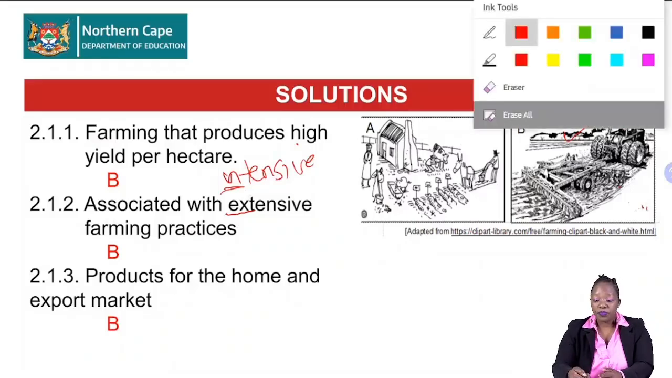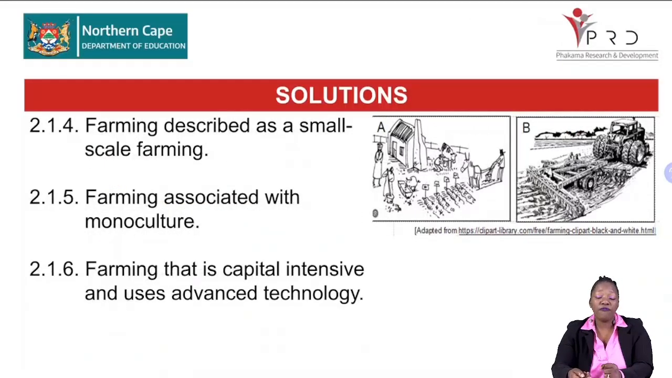Then we proceed with our 2.1.4, as it says, farming described as a small scale farming. So it's A, as you can see there, they have a small plot of land and they have a variety of crops or variety of activities that they are using. So we refer to them as a small scale farming. Farming associated with the monoculture. Remember, mono means one. One of the characteristics of a commercial farming is that they only focus on one crop at a time. So hence the answer is B.